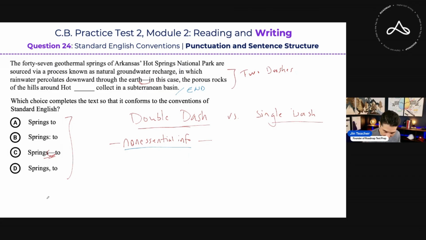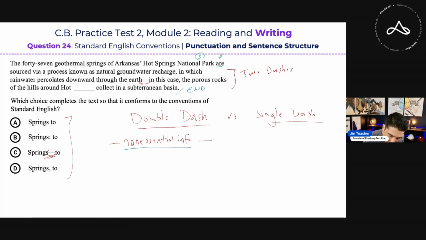So this is how my mind kind of thinks. Basically, I'll be thinking out loud. Okay, so the passage reads: the 47 geothermal springs of Arkansas Hot Springs National Park. Ooh, that looks like my subject. That's what's going on in my head. Are — ooh, that's my verb, right?